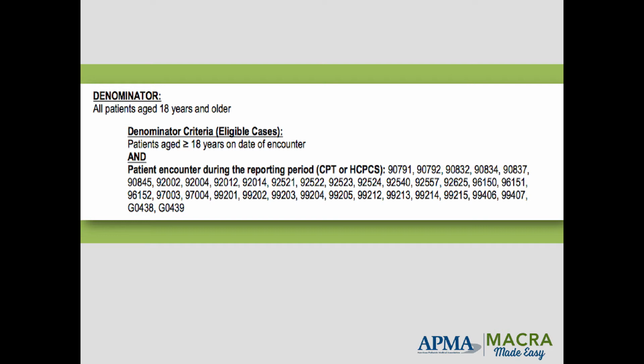Now, if you're reporting via registry, the denominator for this one is over 18 and had an E&M. If you're reporting via claims, the denominator for this one is over 18, had an E&M, and Medicare. Somebody got it, right? Because if you're reporting via claims, you only do it on Medicare people. If the patient in the chair has private insurance, it doesn't matter. You don't have to do it on them. That's your denominator for this measure. Over 18, had an E&M.